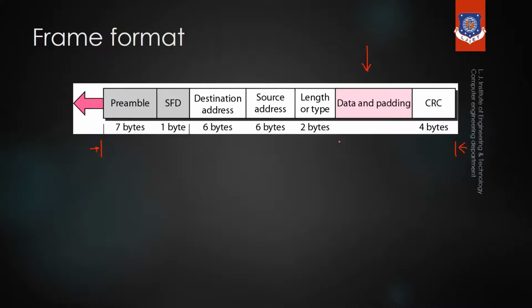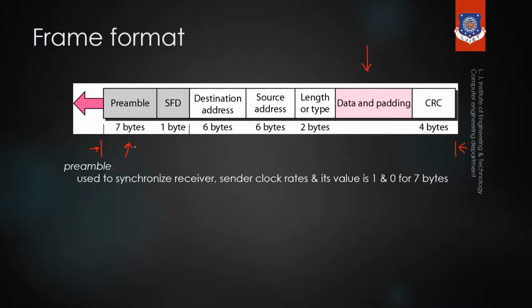The first field is the preamble. The size of this field is 7 bytes. The preamble is used to synchronize the receiver, and its value is alternating 1s and 0s for 7 bytes.